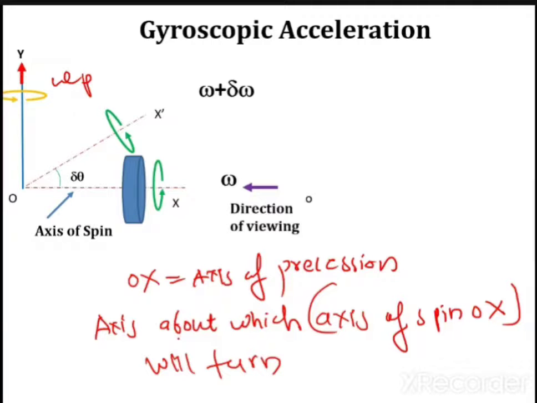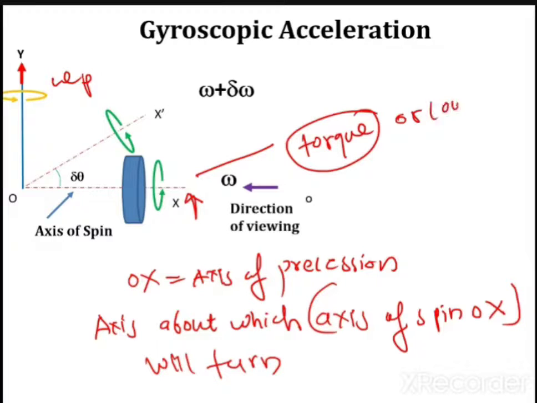Is it okay? Have you understood? See, for example, consider that OX was the original position. OX was your original position, and to this OX, what did I do? I applied a torque. Or let us say I applied a couple. And because of this torque or this couple, see, it is an applied torque.